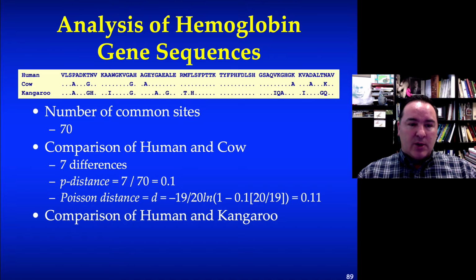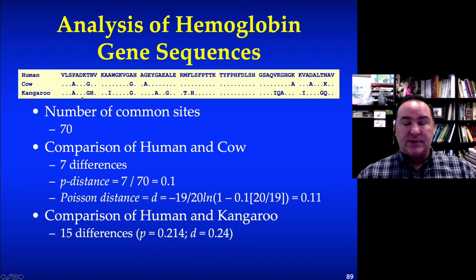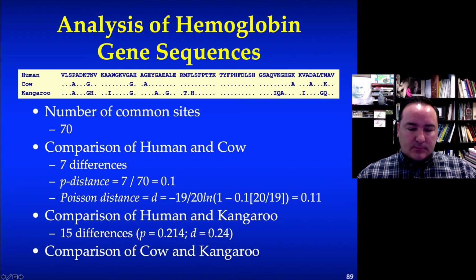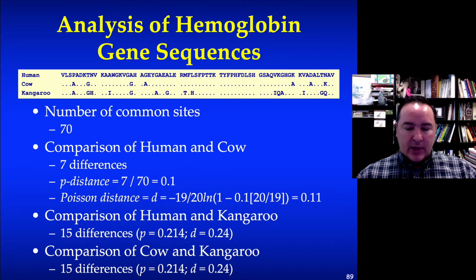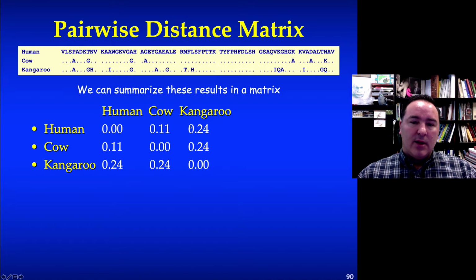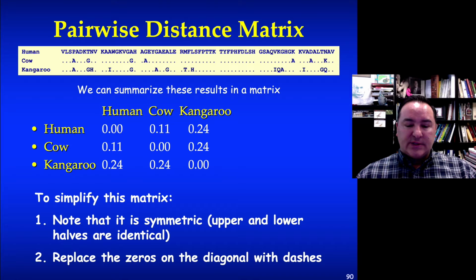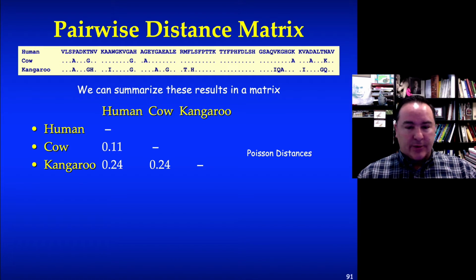The comparison of human and kangaroo, if you count up these number of differences, there's 15. So the p distance would be 0.214, and the d distance would be 0.24, a more correct evolutionary distance. And then you could do the comparison of cow and kangaroo and come up with those distances as well. So you can summarize all of that in a matrix. We know that the matrix is symmetrical, so the numbers on the top are the same as the bottom, and the ones along the diagonal are always going to be zeros. So you can get rid of all of those, and you end up with your pairwise distance matrix.